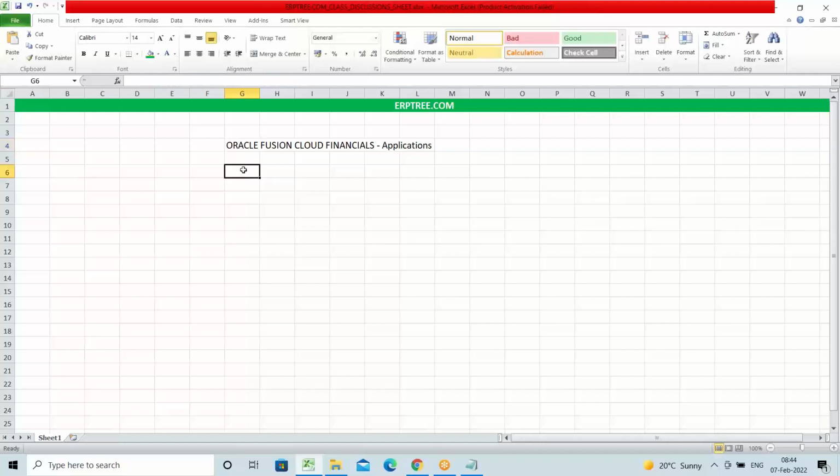Right. After doing this course, you can work as what? After completing this course, you can work as a functional consultant. And there won't be any coding or programming in this course.